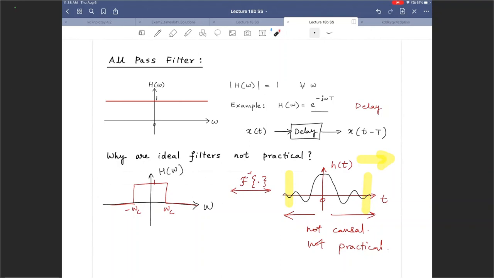Right? So force it to become causal, but still preserve that shape. So there will be some phase repercussions, but at least the magnitude of the frequency response will be very much like a low pass filter.